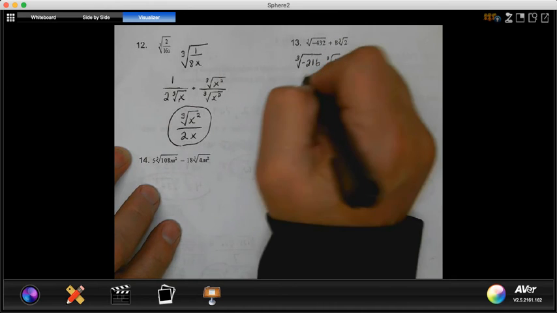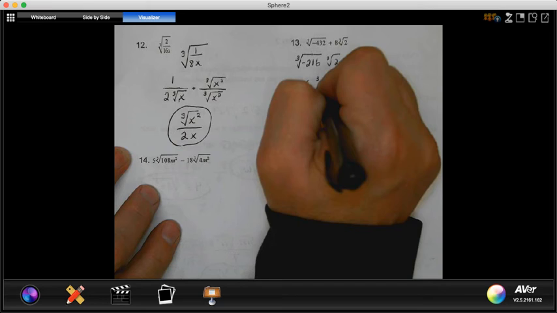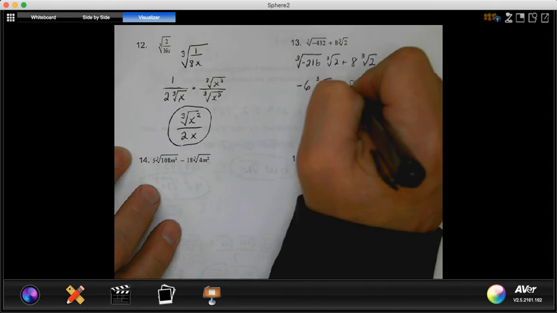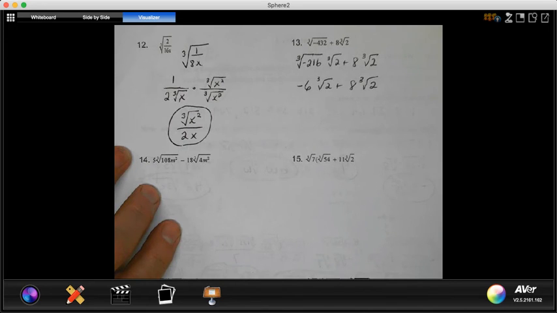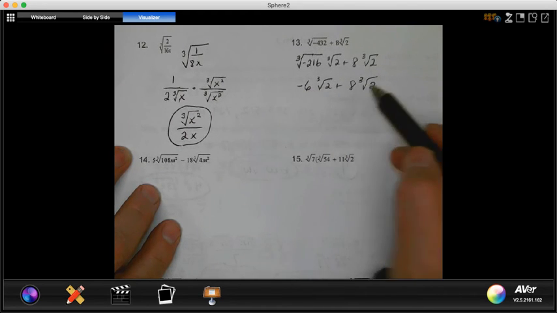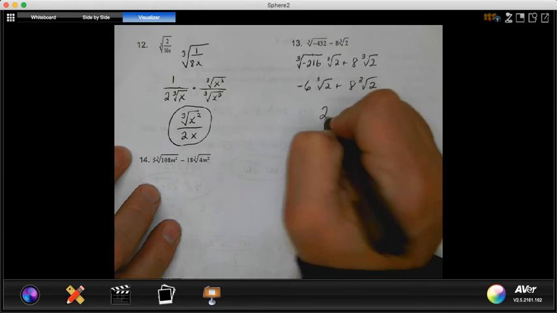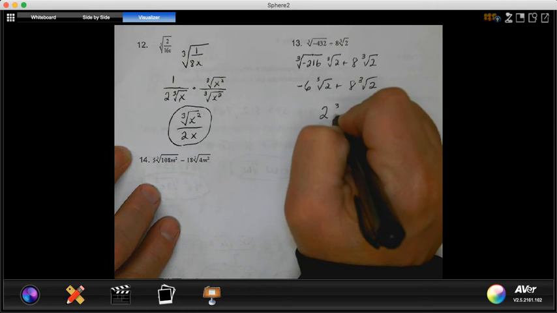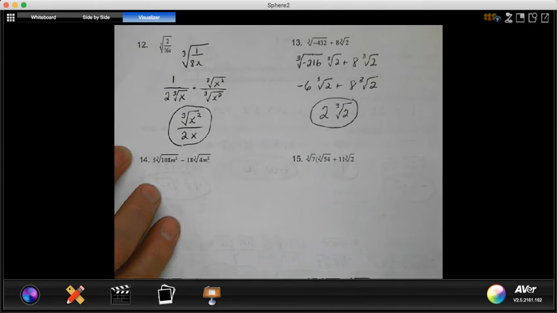Cube root of negative 216 is negative 6. So I have negative 6 cube root 2's plus 8 cube root 2's. And if we say it out loud, we can combine it very easily. If I have negative 6 of those and 8 of those, when I add them together to make them more simple, I just have 2 of those. So I have 2 cube root 2's. Awesome.